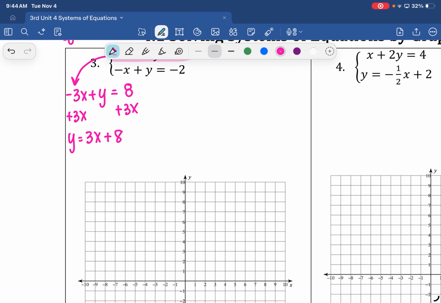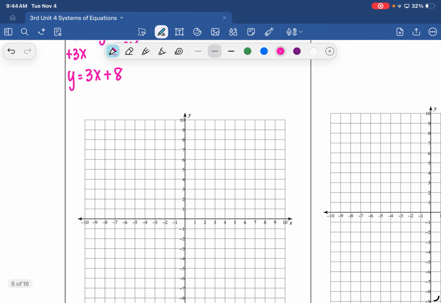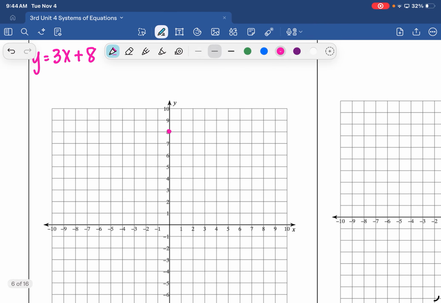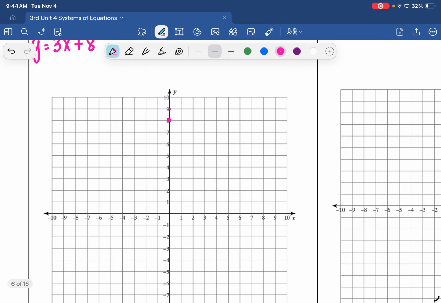So to graph that, what is my y-intercept? What is my slope? 3 over 1. Can I fit a point going up 3 to the right 1 on this graph? So I'm going to go down 1, 2, 3 to the left. So down 3 to the left, 1. Down 3 to the left, 1.